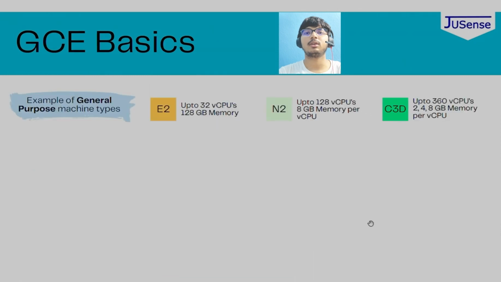So next up, we talk about the different examples of each machine family. Some examples of the general purpose machine family consist of E2 that offers up to 32 virtual CPUs and 128 GB memory, N2 that offers up to 128 virtual CPUs and 8 GB memory per virtual CPU, and C3D that offers up to 360 virtual CPUs and 2, 4 or 8 GB memory per virtual CPU.